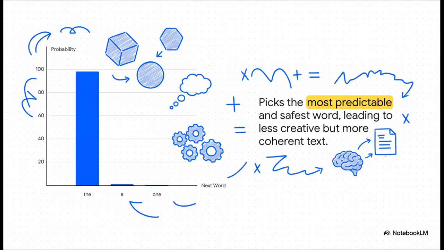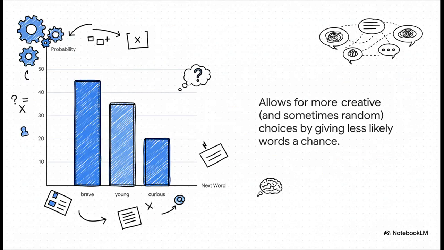Now here's where we get to have some fun. We can actually control how the model picks from that list using a setting called temperature. If you set the temperature low, the model becomes very conservative. It'll almost always just pick the single most probable word, like you see with this one really tall bar. This leads to very predictable, very safe text. But if you turn the temperature up, the probabilities start to flatten out. This gives some of the less likely words a real fighting chance of being picked. This is what allows the model to be more creative, more surprising, but it also increases the risk that it might say something totally random that doesn't make any sense.